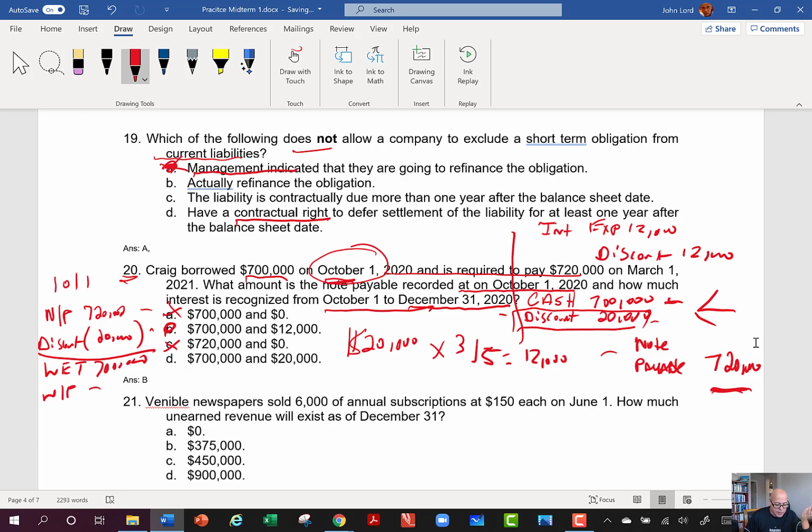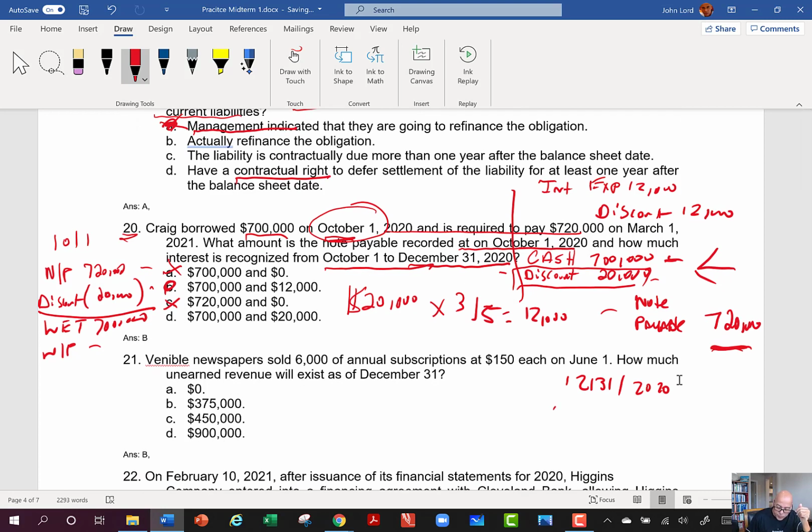Now the question didn't ask this, but at 12/31/2020, just to kind of finish the thought here, the note payable is still this $720,000. But the discount is now what? It was 20 when I first set it up. I credited up here for 12, so the discount is now $8,000. So now the net note payable is $712,000.